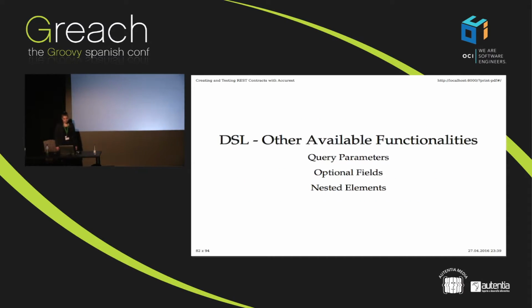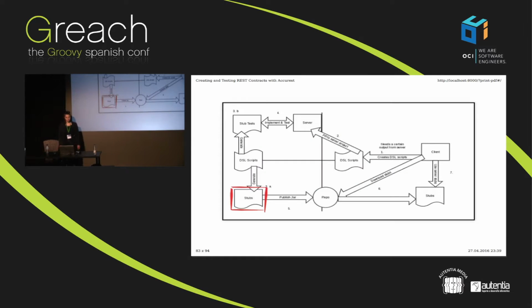When it comes to other available functionalities, we do support query parameters, also optional fields, and nested elements. That's particularly important when we are working with complex JSONs in the body. Sometimes they are quite complex, and Accurest will support it out of the box.